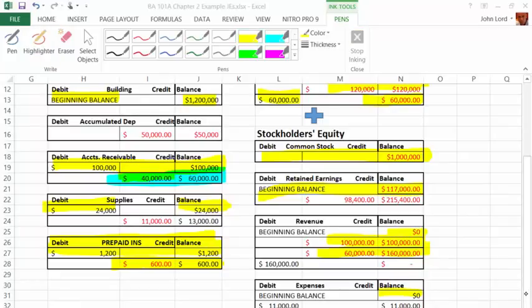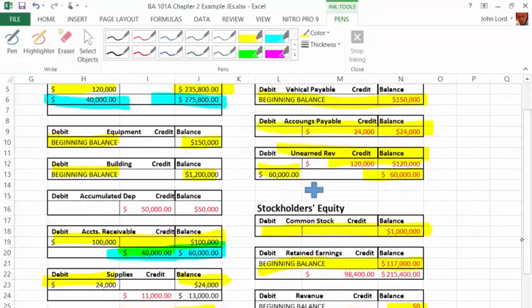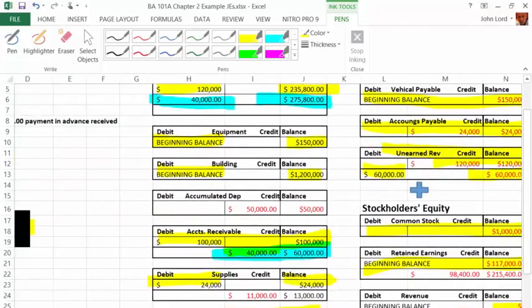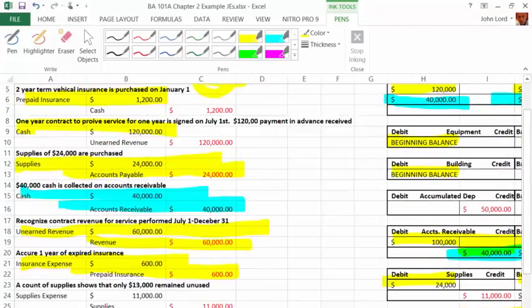Okay. Did I miss some transactions? Looks like I did, huh? Oh, okay, good. So we're going to keep going. Thank you. So I have some more expenses, and what happens?